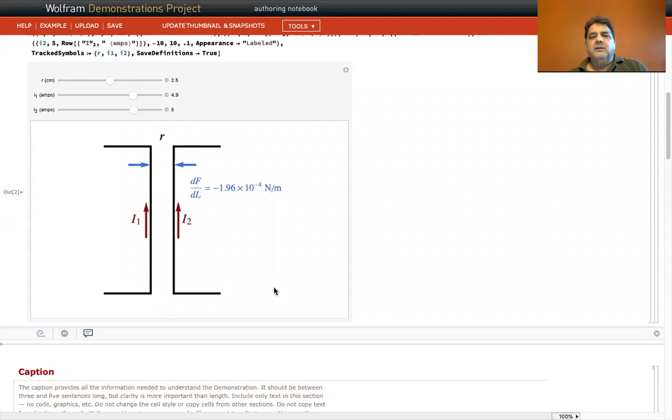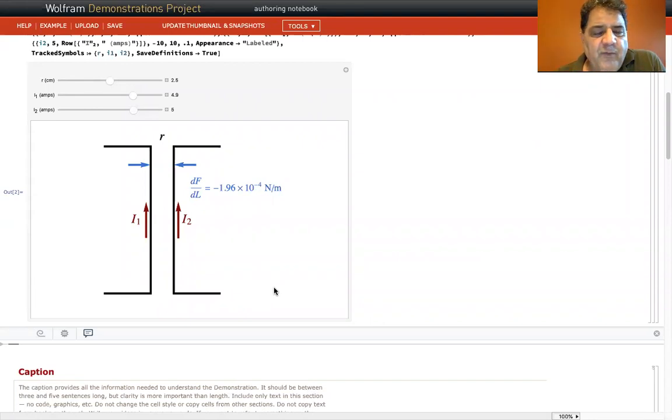All right, we are at section 29.2, the magnetic force between two parallel conductors. Before we get into the PowerPoint, let me just do a little demonstration here. This is a Wolfram Mathematica demonstration.